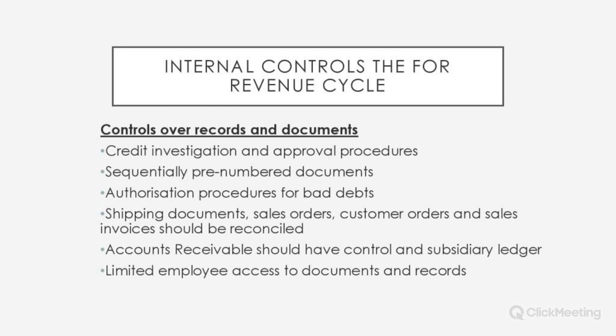Accounts receivable should have a control and subsidiary ledger and limited employee access to documents and records, mainly the accounts receivable and sales data. Everyone within the organization should not have access to these documents and records. Now, bear these things in mind, because when you're completing your case studies, these are the things that will help you answer those questions.